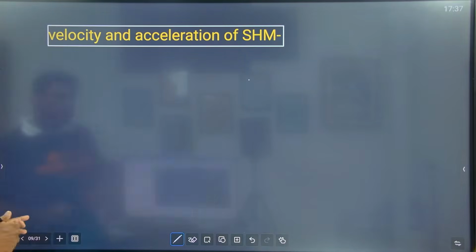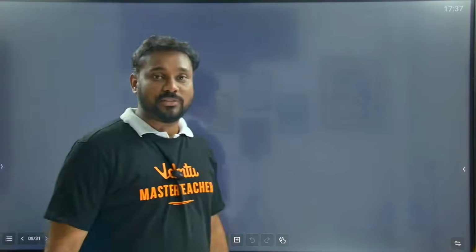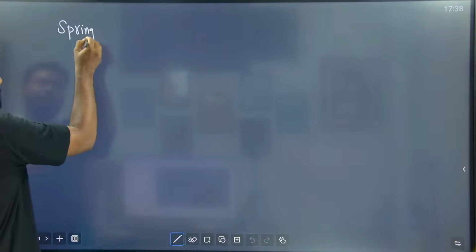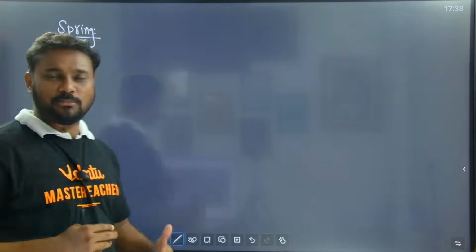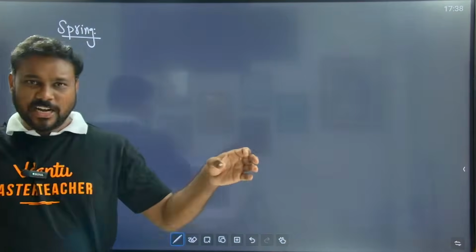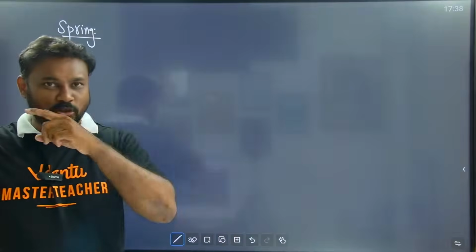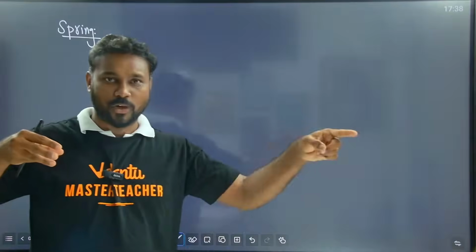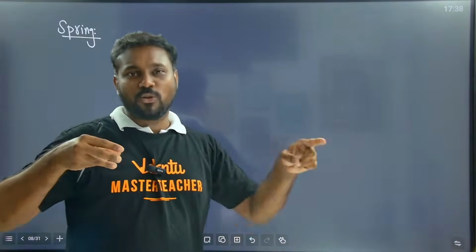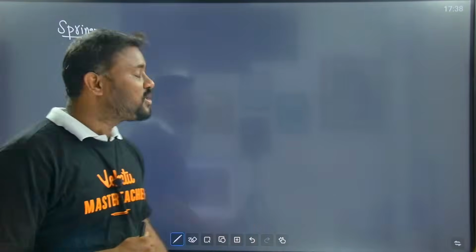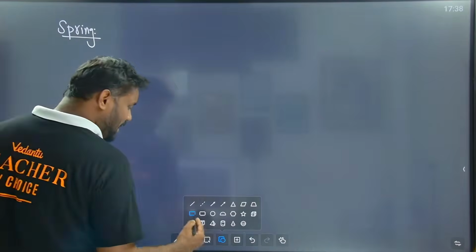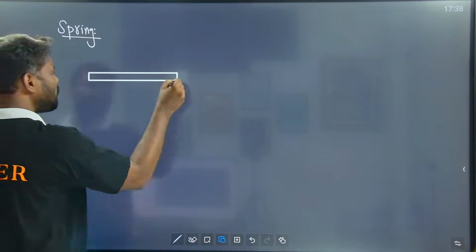Before that we must know the instantaneous position of the particle. Suppose I take a spring, which is also a simple harmonic motion. If I pull it, the restoring force will act in the opposite direction. If I release it, it moves and comes back to the same point, so it exhibits to and fro motion. So we can say a spring is an example of simple harmonic motion.